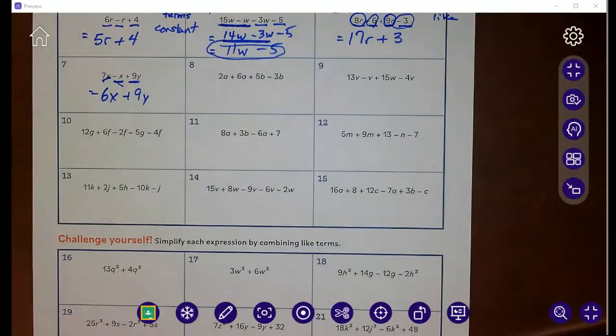And just as they said in the video, we put them in alphabetical order. So x comes before y. The x term we typically write first.